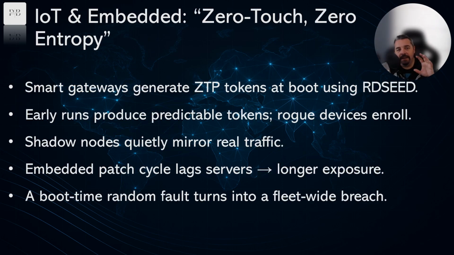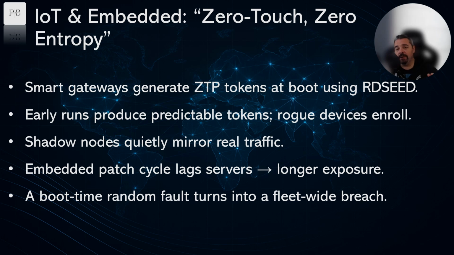Now, let's take this story out of the data center and into the real world, into stores, factories, and homes. This one's called Zero Touch, Zero Entropy. Picture a nationwide retailer rolling out hundreds of new smart gateways, those little boxes that connect every cash register, inventory scanner, and camera back to headquarters. They all boot up on schedule, running AMD EPYC Embedded 9005 chips. Compact, powerful, built on Zen 5.